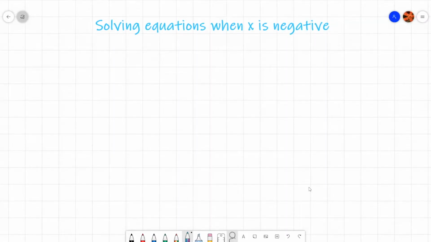Solving equations when x is negative. In today's lesson, we will be looking at solving linear equations where the x is negative. Let's start off with a little bit of recapping solving equations where the x is positive. We are just going to do this so we can recap the balancing method, and then we can use that to solve equations when the x is negative.